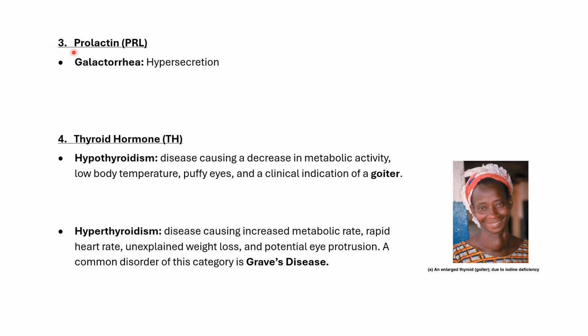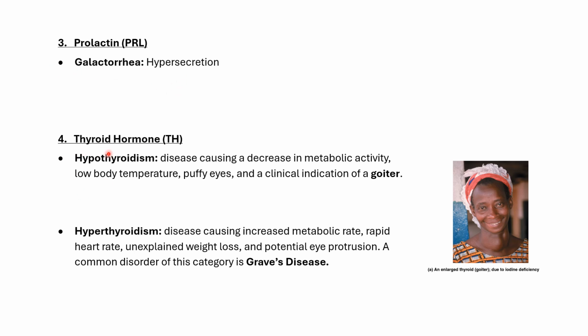Then we have the anterior pituitary hormone prolactin. Prolactin causes production of milk. If there is too much prolactin, there is a condition known as galactorrhea, which is due to hypersecretion. So the patient can have some discharge from the nipples.